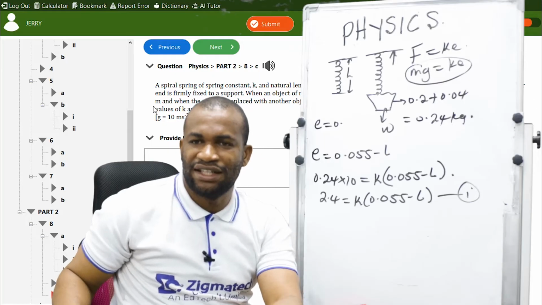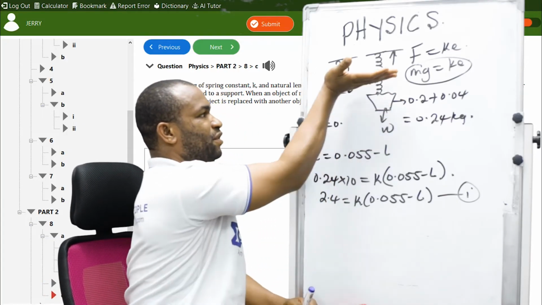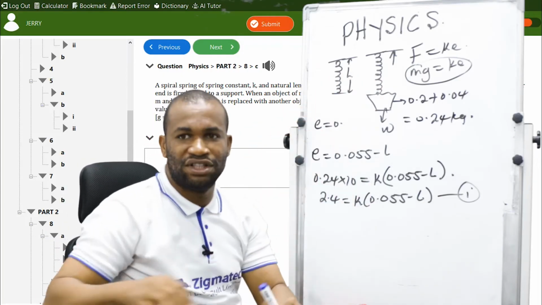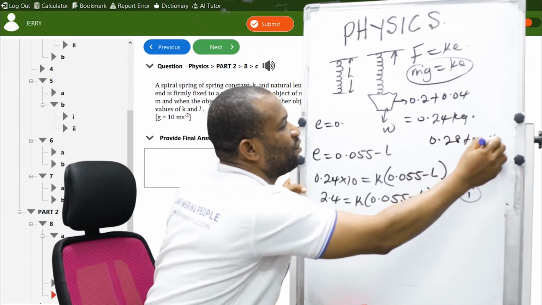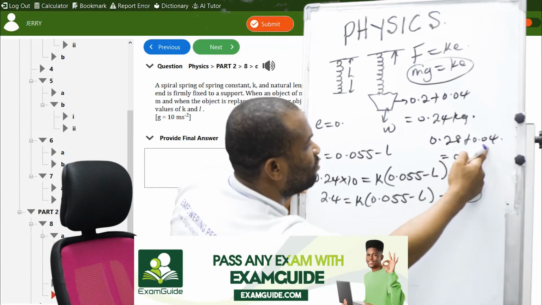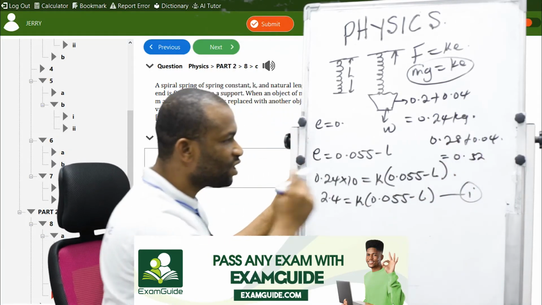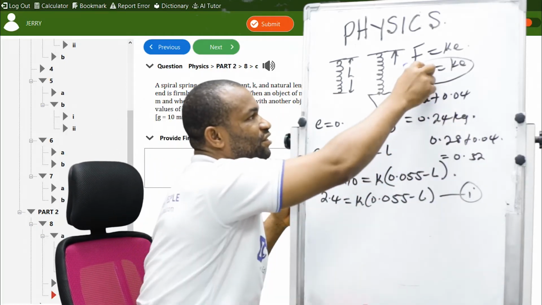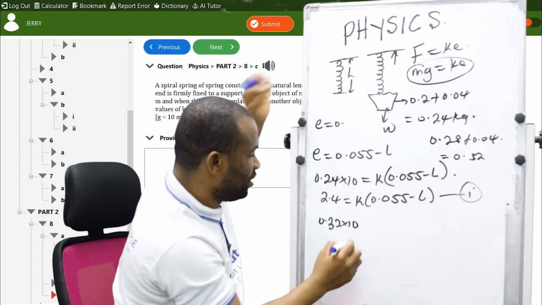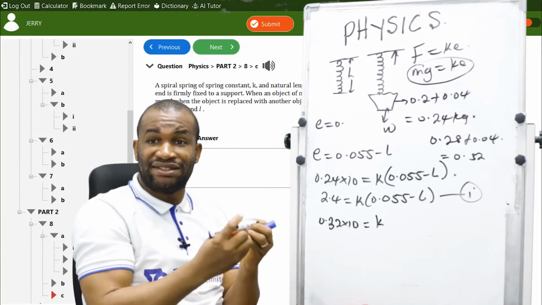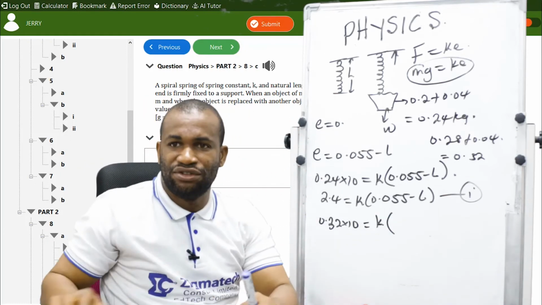After the first one, when the object is replaced with another, that means if I remove this object, the spring will go back to the original. So when I put another one, a new extension is formed. So 0.28 plus 0.04 is going to be 0.32. This is going to be the total force. I'm still using this formula. And that is going to be 0.32 times 10 for mass and g is equal to K. K is still going to be the same because it's still the same spring that was used in the second experiment. And what is going to be the new extension, the new length?